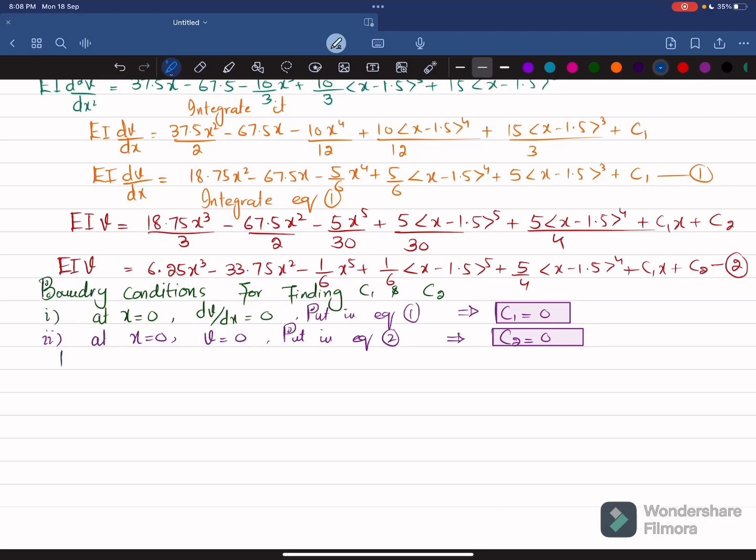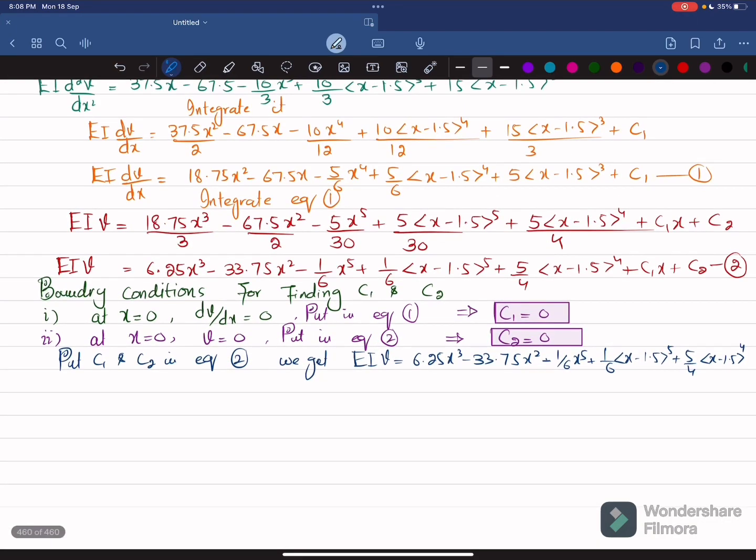So what we will do is put C1 and C2 in equation number 2, that is about deflection. So we get EI into V is equal to 6.25 x cube minus 33.75 x square minus 1 over 6 x power 5 plus 1 over 6 into x minus 1.5 power 5 plus 5 over 4 into x minus 1.5 power 4. C1 and C2 are 0, so this will be the equation. And if you divide by EI on both sides, you will get V is equal to 1 over EI into 6.25 x cube minus 33.75 x square minus 1 over 6 x power 5 plus 1 over 6 into x minus 1.5 power 5 plus 5 over 4 into x minus 1.5 power 4. And this is the required equation of elastic curve.